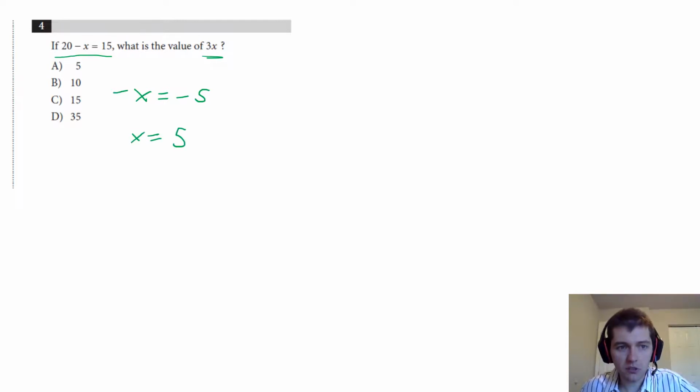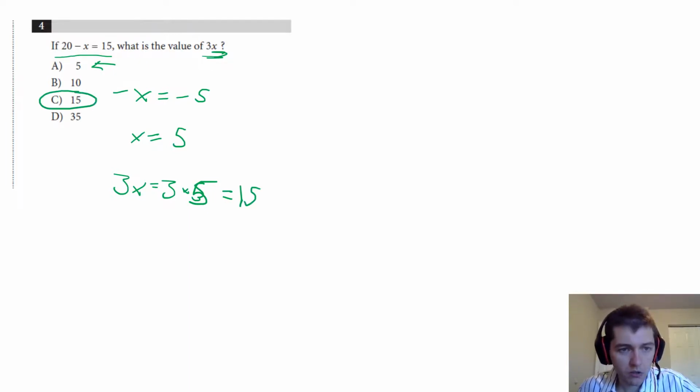And this is the only part that's tricky. Maybe you're in a rush to get through these easy ones, and you just bubble in A. Remember, you have to come back and multiply by 3. So 3x is equal to 3 times 5, which is equal to 15. So C is the correct answer.